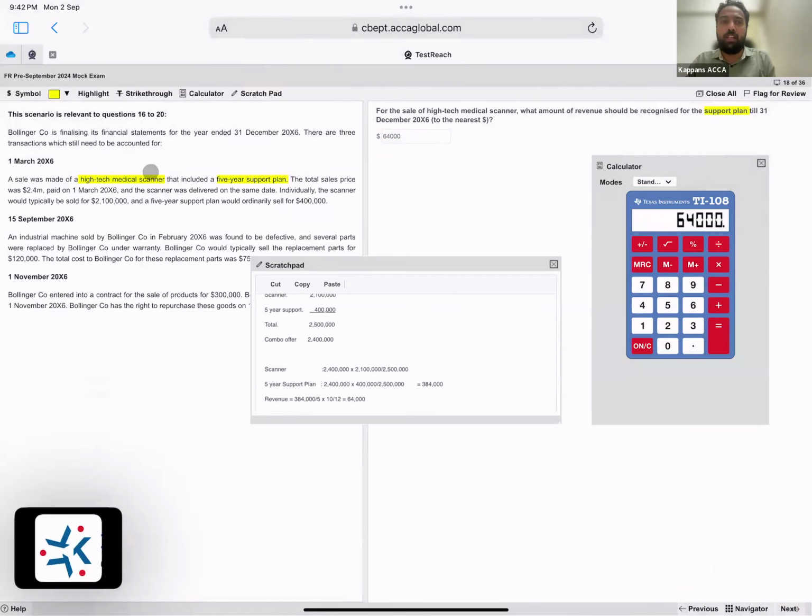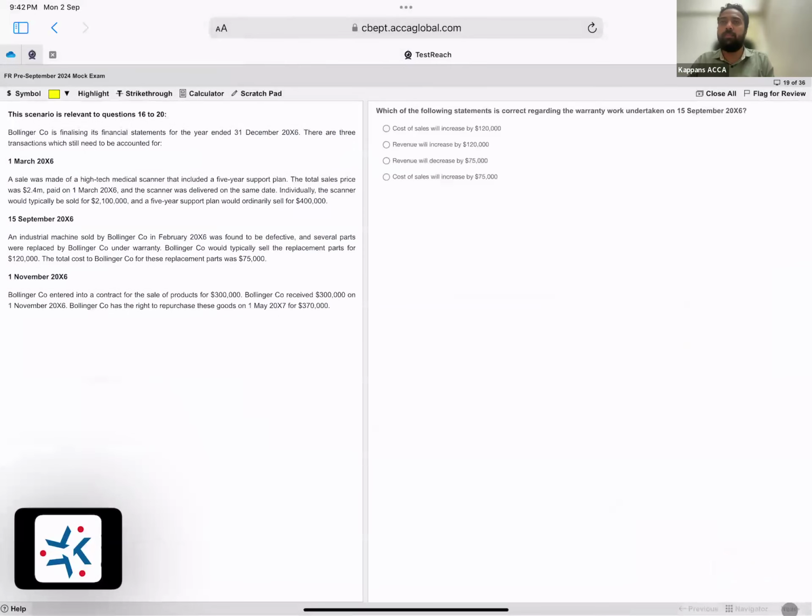Now the next question. Which of the following statements is correct regarding warranty work undertaken on 15th September 20XX? Cost of sales will increase by 120,000. Revenue will increase by 120,000. Revenue will decrease by 75,000. Cost of sales will increase by 75,000. So, 15 September X6 warranty.